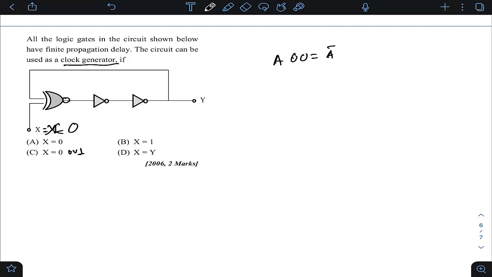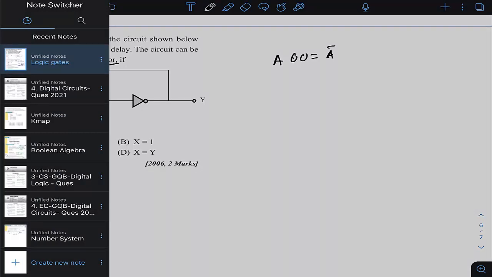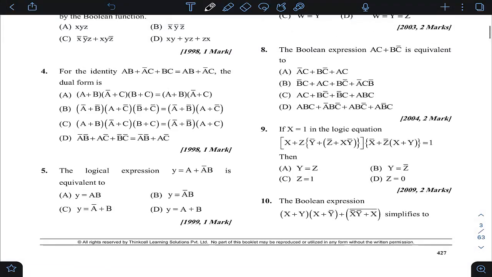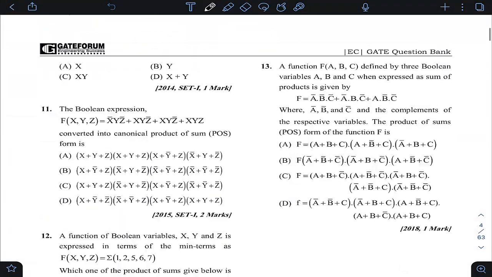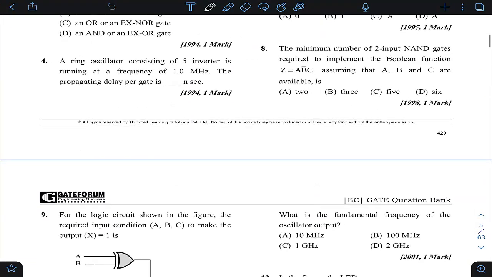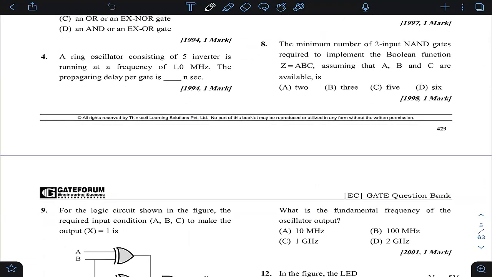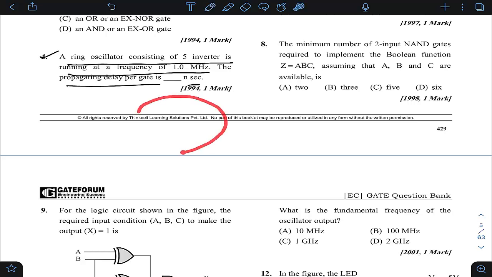Okay. And in the GATE exam, students, questions are asked multiple times. If you want to see, I can show you. In the logic gate topic, you see this is one question. A ring oscillator consisting of 5 inverters is running at a frequency of 1 megahertz. The propagation delay per gate is how many nanoseconds? That circuit is a ring oscillator, right? Because the NOT gates are in a ring, in that sense it is also known as a ring oscillator. That is 5 inverters, an odd number of inverters.